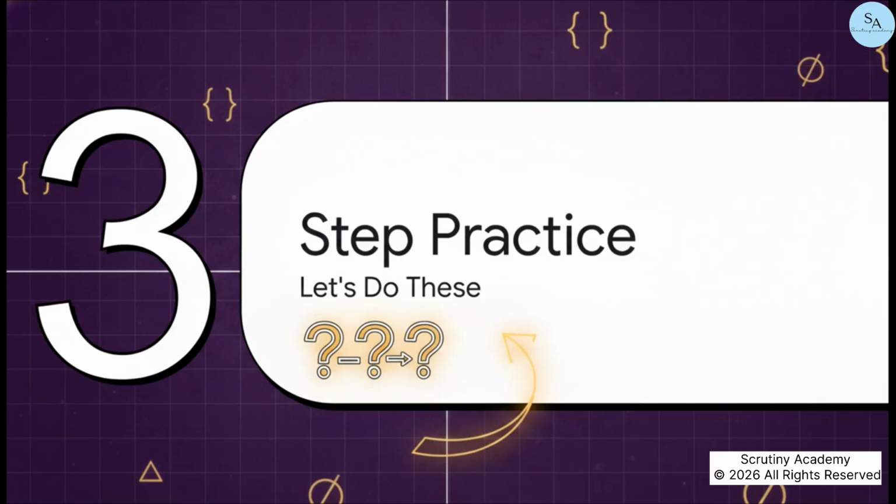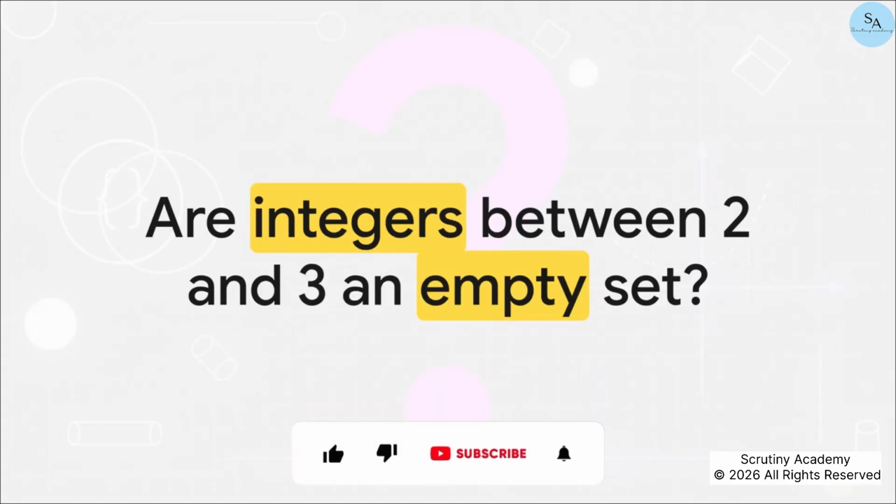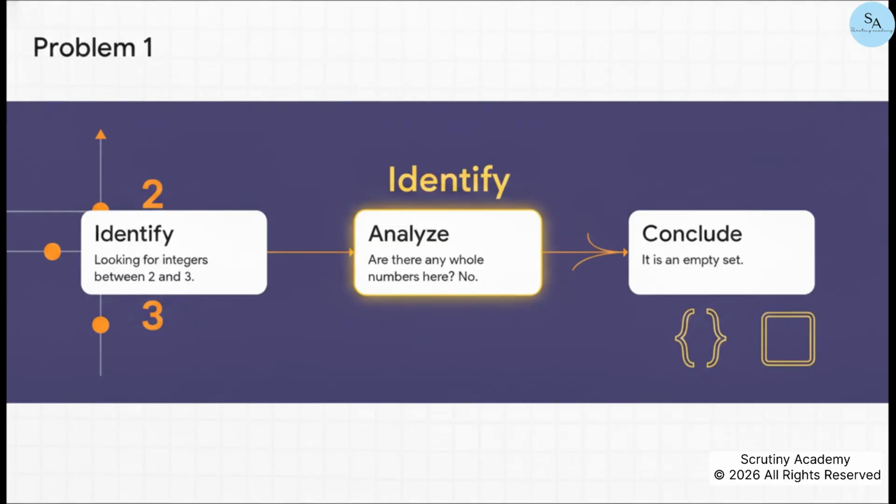Awesome. Moving on to part 3, step-by-step practice. All right, here's our first problem, and it's a nice, easy one. It asks for the set of integers which lie between 2 and 3. Is this an empty set? Justify your answer. Now, don't worry at all if word problems look a bit tricky at first glance. We're going to break this down piece by piece. Let's methodically see what's given and what's actually being asked.